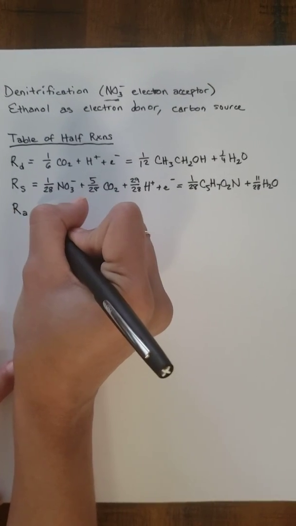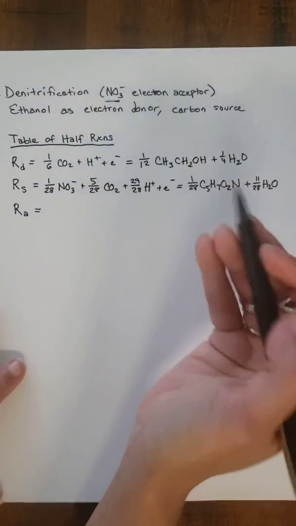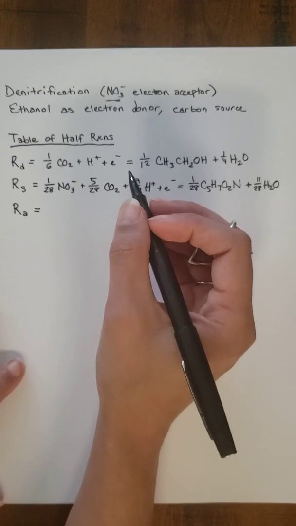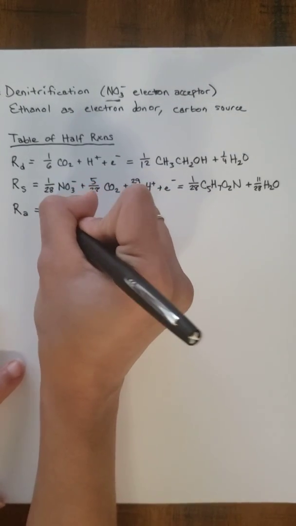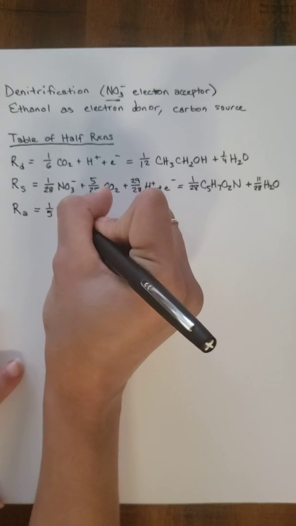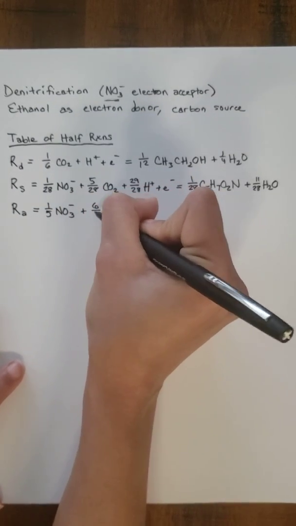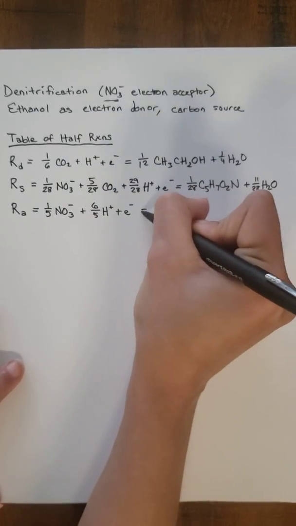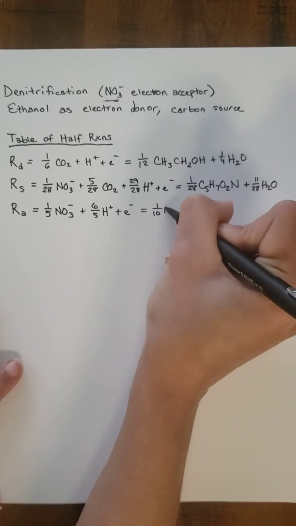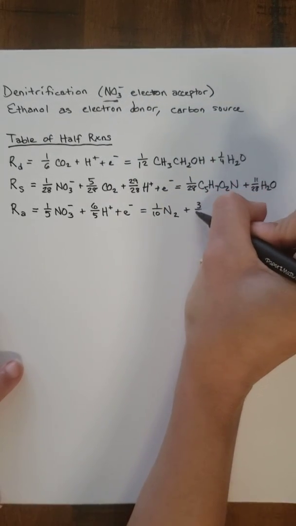All right. Okay, so now that we have that, the next equation we're going to pick up is going to be our electron acceptor equation. And so we have nitrate as our electron acceptor, so we're going to look for that equation on the table, and we'll find this equation: 1/5 nitrate plus 6/5 proton plus electron goes to 1/10 nitrogen plus 3/5 water.